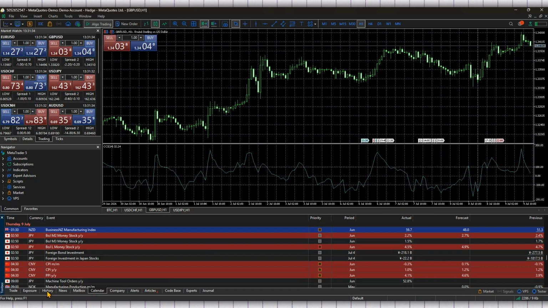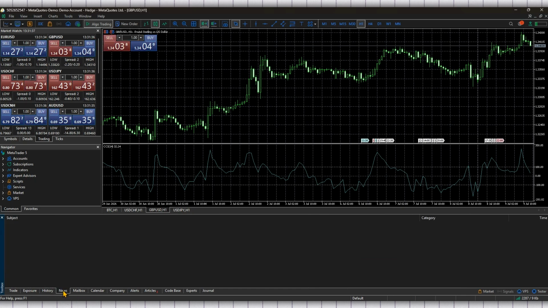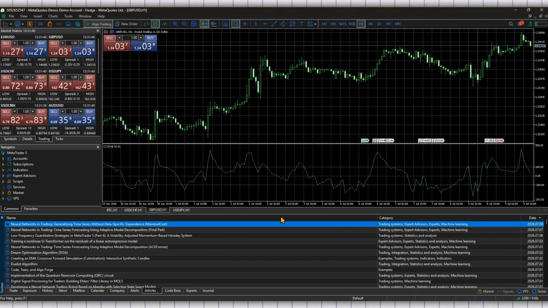When used correctly, market depth can help you see not only the current price, but also the levels where trading activity may be building up.